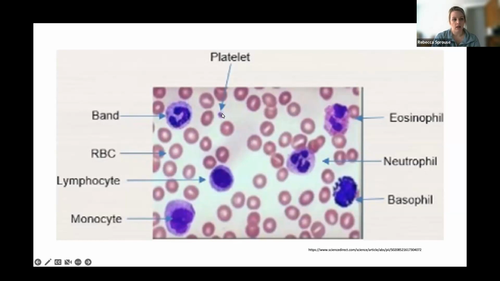And then the smallest fragments, the smallest little cells here, you see this purple dot right here, that is a platelet. So when you look at a peripheral blood smear, the smallest cells are platelets. The medium-sized cells, the pink ones, are all red blood cells. And then the largest purple staining cells are all going to be white blood cells.